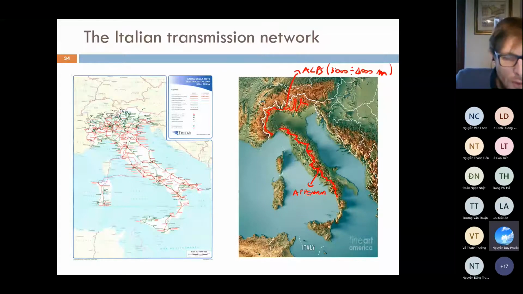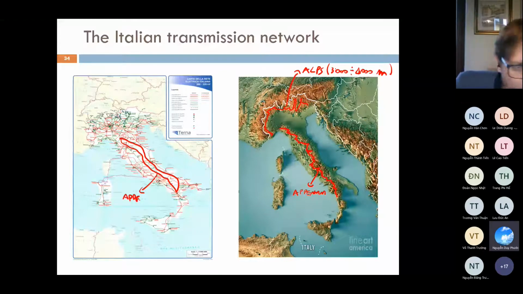So if you look to the left picture, which is the Italian transmission network, here you can notice that this part here does not have many transmission lines. Why? Because the orography does not allow, or it is much more expensive to have transmission lines here.